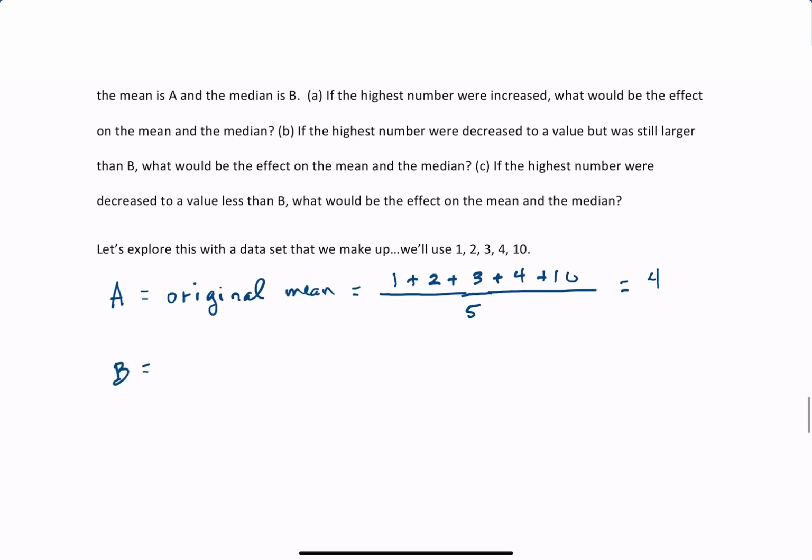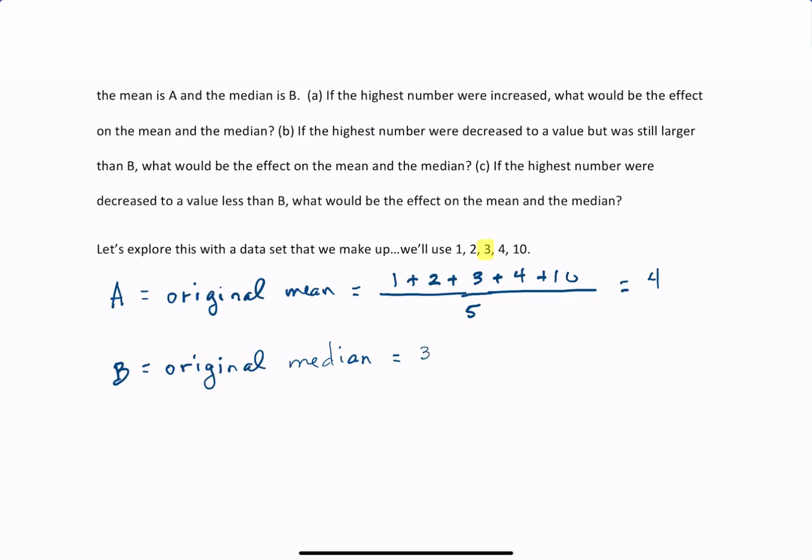B is this problem's name for the original median. And since our data set is presented in numerical order, the one in the middle will be the median. So that's our B.